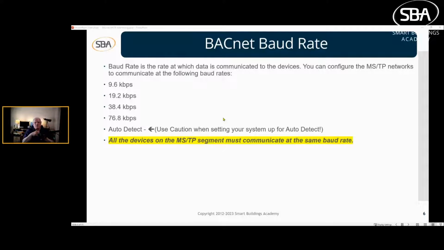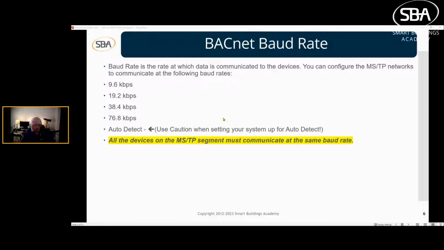And I'm going to give you an example. I had a client that had several buildings, had 5 JACEs. Each JACE had a minimum of 1 MSTP network. Most of them had 2 or more. And they all had a brand that used Autobaud.